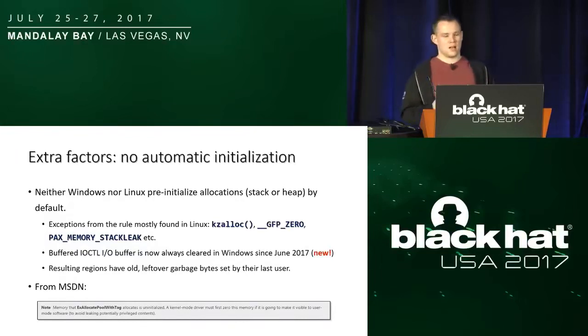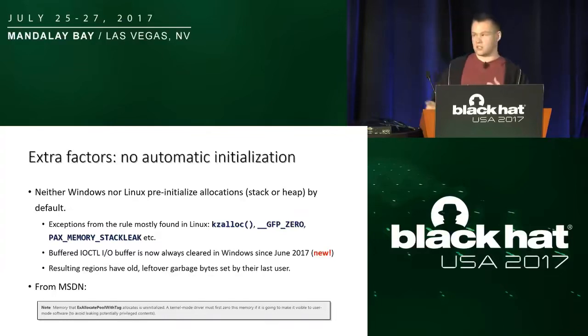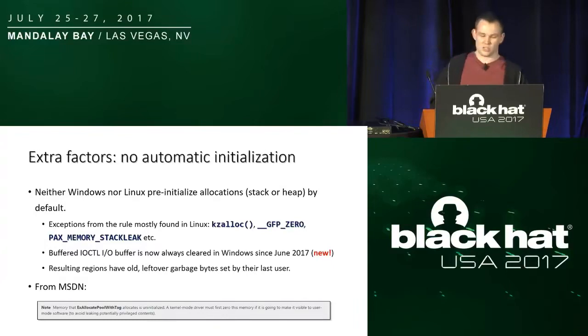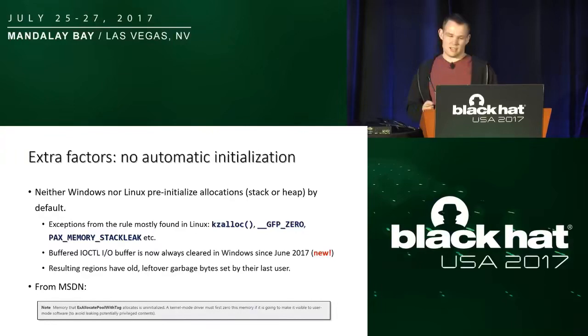First of all, neither Windows nor Linux actually pre-initializes allocations on the stack or heap by default. Of course, there are a lot of exceptions, mostly in Linux, such as the kzalloc function, the __GFP_ZERO flag, etc. But in general, allocations are not initialized by default. A recent change in Windows from a few months ago is that some allocations used for IOCTL I/O buffers are initialized now, but that was not true 2 months ago. But the general rule still stands.